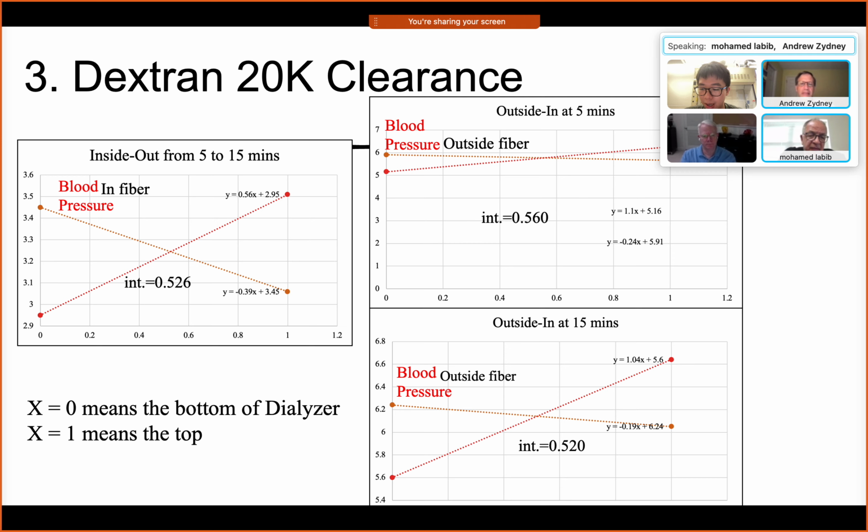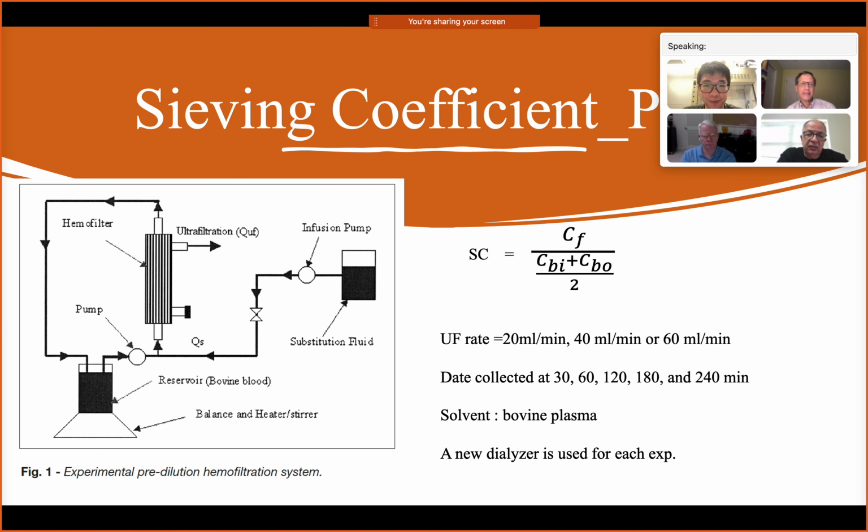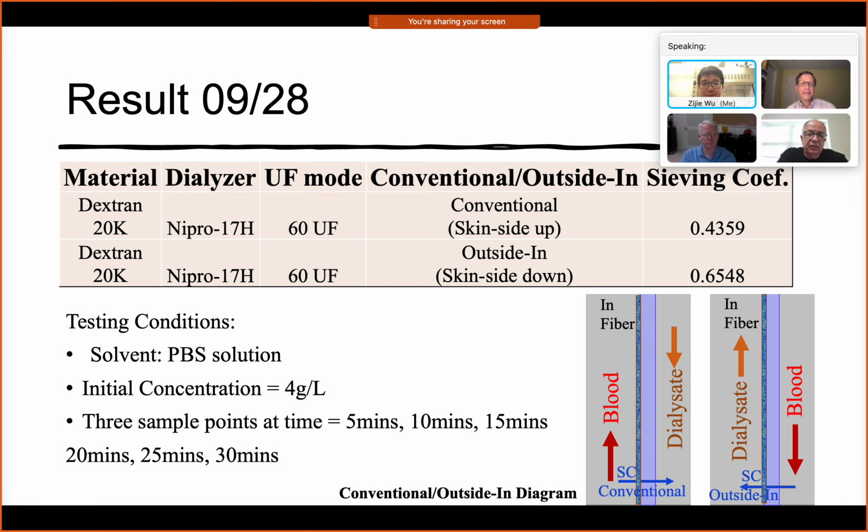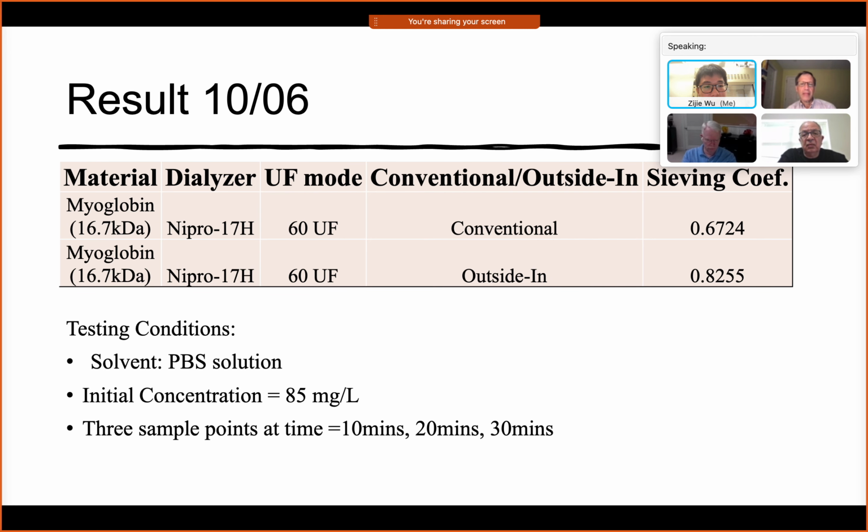Okay. All right, then I'll proceed to the sieving coefficient data I collected. I want to reiterate about the Dash Trend. We are observing the sieving coefficient for conventional at 0.436, and for the outside-in at 0.655. So again, the outside-in has a better sieving coefficient than the conventional. And this is the same case for the myoglobin as well. For the Nipro dialyzer, the sieving coefficient at outside-in is 0.826 compared to 0.672.